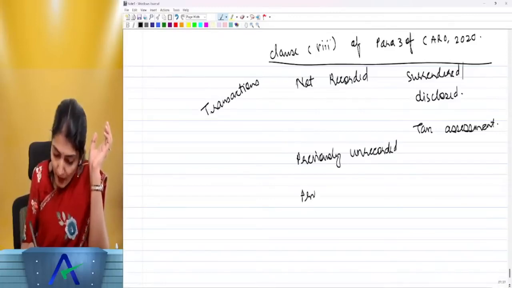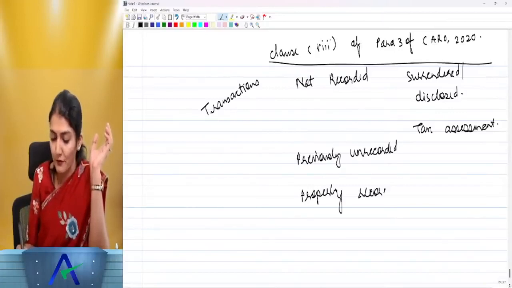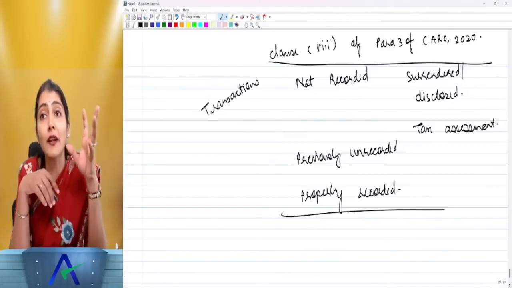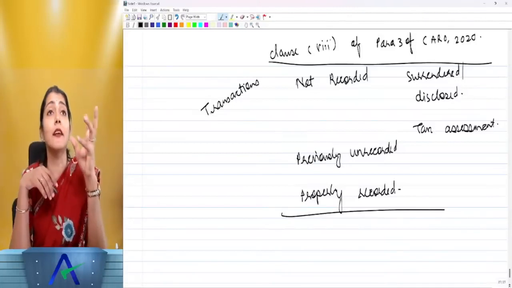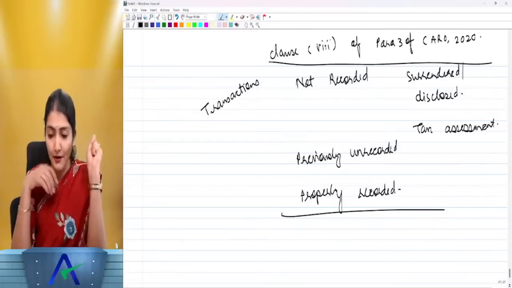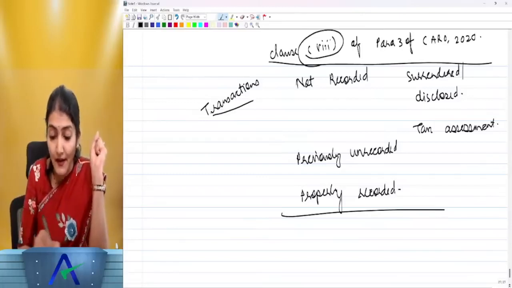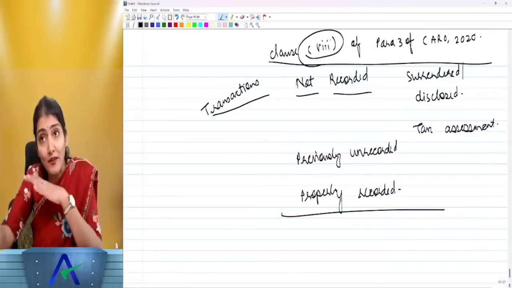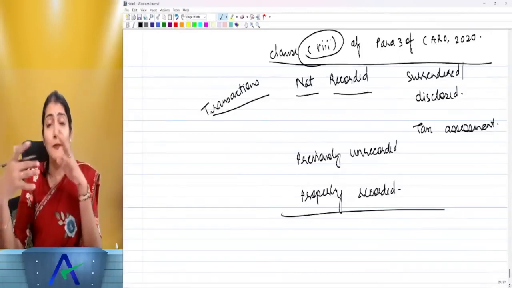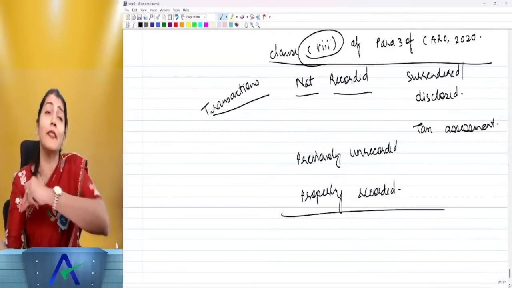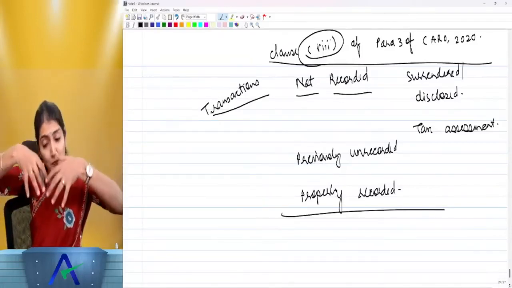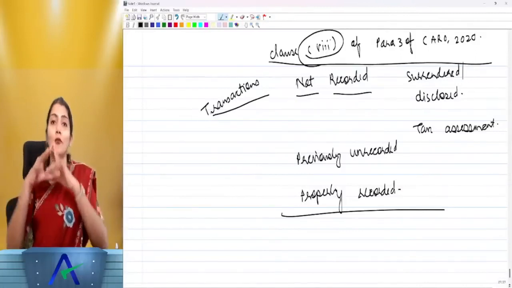Whether the previously unrecorded income has now been properly recorded in the books of account. Are you understanding that? Clause 8: transactions not recorded in the books have now been surrendered or disclosed during the tax assessments under the income tax law. Whether the previously unrecorded income has now been properly recorded in the books of account, right?